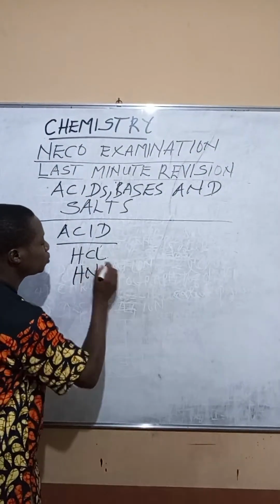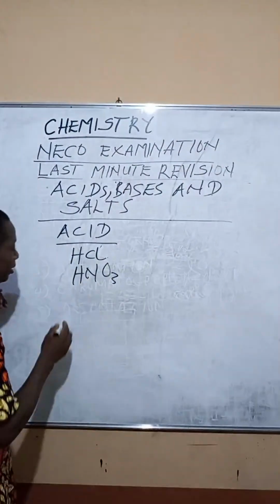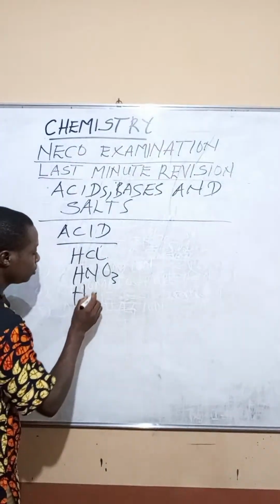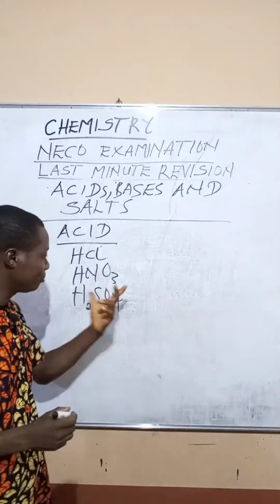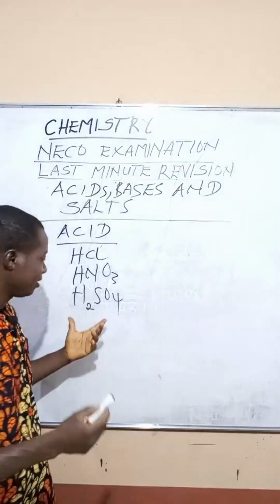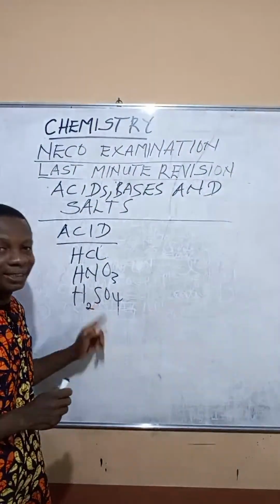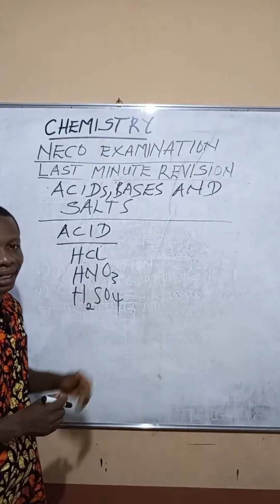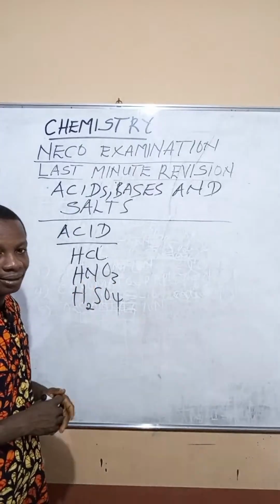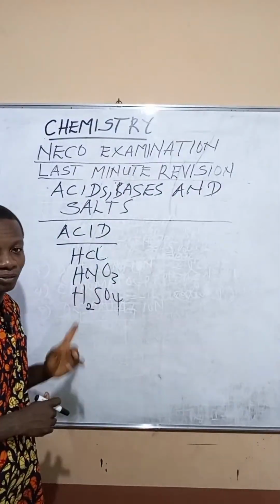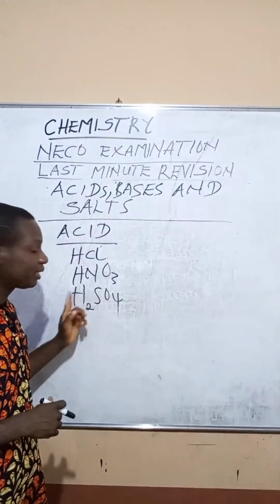We have HNO3, trioxonitrate V acid. Then we have H2SO4. Do you know the name of this acid? Let's put it in the chat box. Let me be sure that you know the names. All right. This is tetraoxosulfate VI acid. This is hydrochloric acid. This is trioxonitrate V acid. This is a very strong oxidizing agent. Don't forget that, aside from being a corrosive acid. All right. Then this is tetraoxosulfate VI acid.